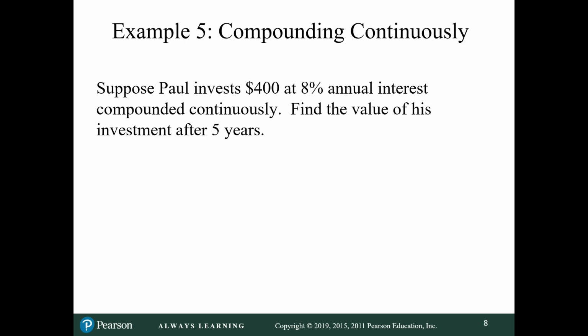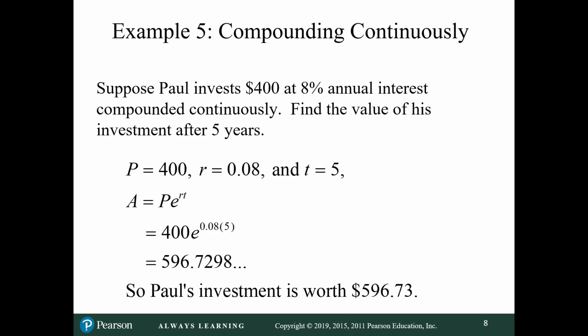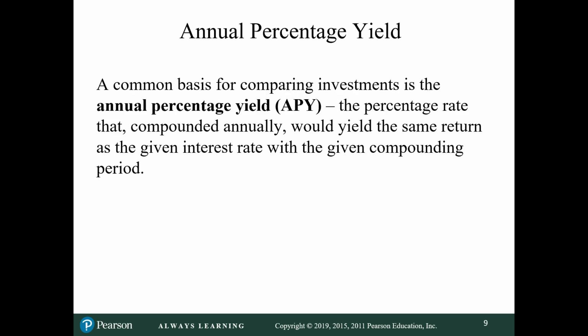All right. So we already did that one. 596.73. Okay, that's what we just did a couple seconds ago. This is now where I start getting a little foggier. The common basis for comparing investments is annual percentage yield. The percentage rate that compounded annually would yield the same return as the given interest rate with the given compounding period. Okay? So if it's compounded annually, you're comparing it to how it's compounded another way, and that's the annual percentage yield.